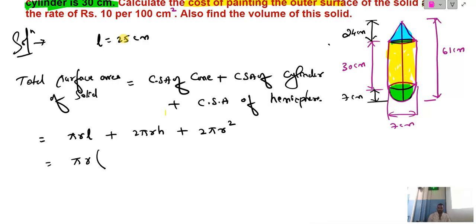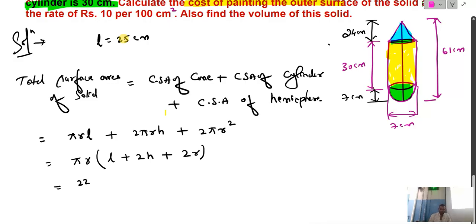If I take pi and R as common, what is left is L, plus 2H, plus 2 pi R square: one pi came out and one R came out, so one R is left inside. Now we just have to fill in all the values.